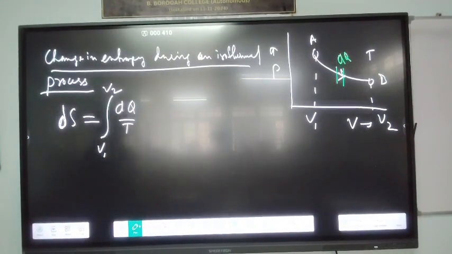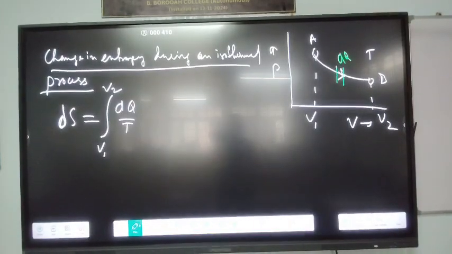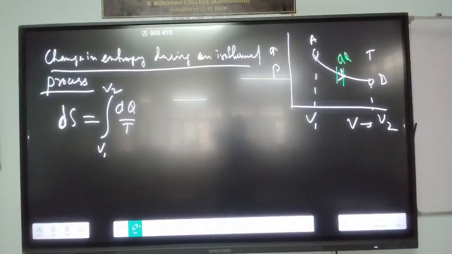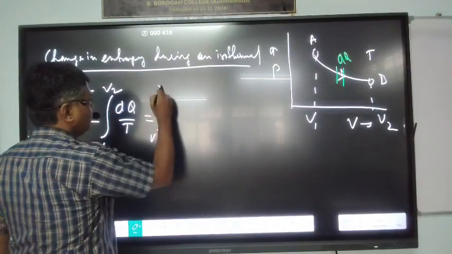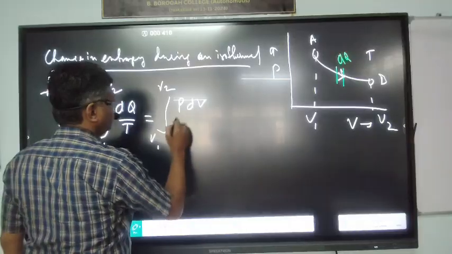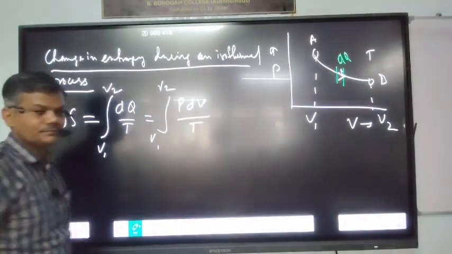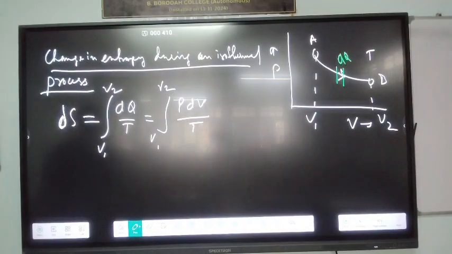Proceed now, you find it out, what will be your dq? This is an isothermal process. PdV, okay, very good. So it will be PdV divided by T.